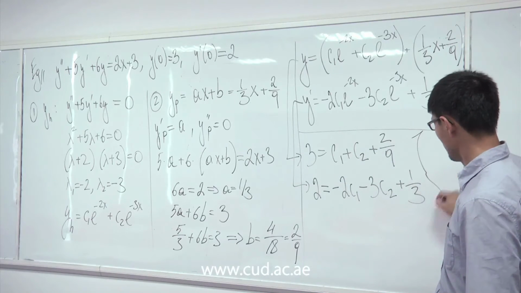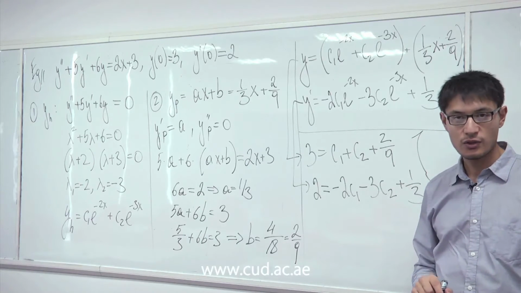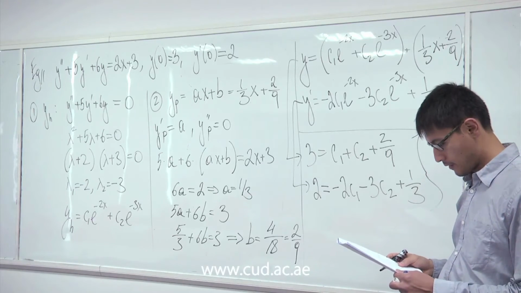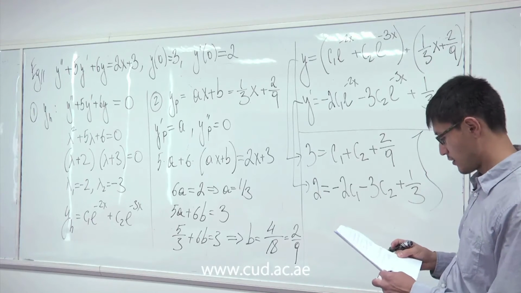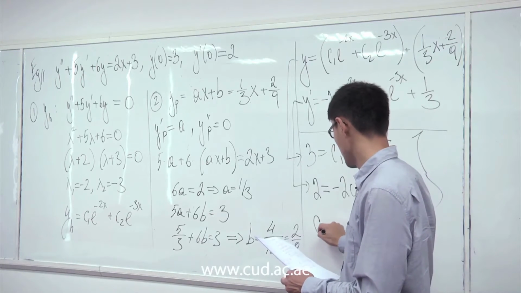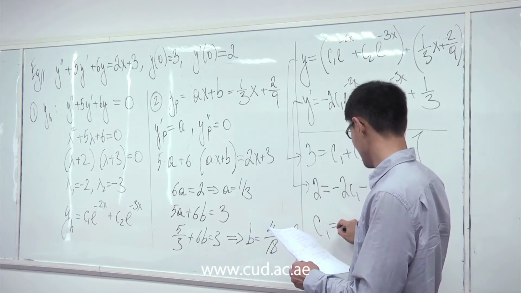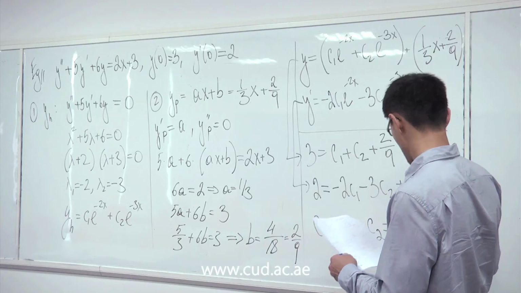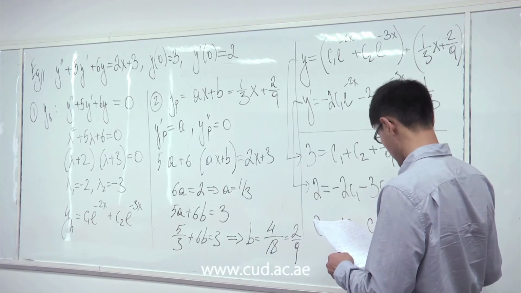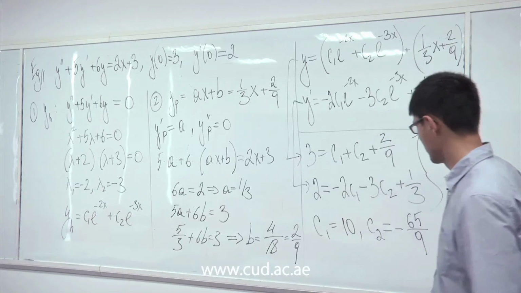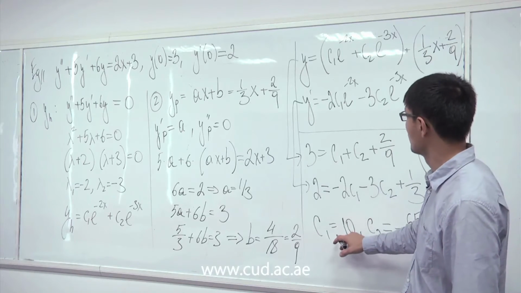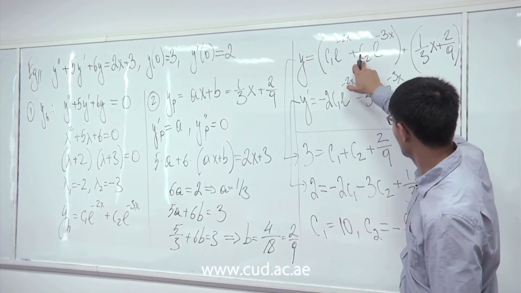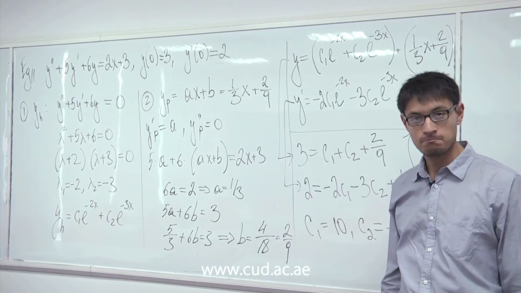Again, we end up with 2 equations and 2 unknowns. And I'm sure you all know how to solve it. I'll just give you the answer. If I solve these 2 equations, I get c1 equals 10, and c2 equals negative 65 over 9. Okay? So then we take c1 and plug it in here, and take c2 and plug it in here, and you're done. Okay?